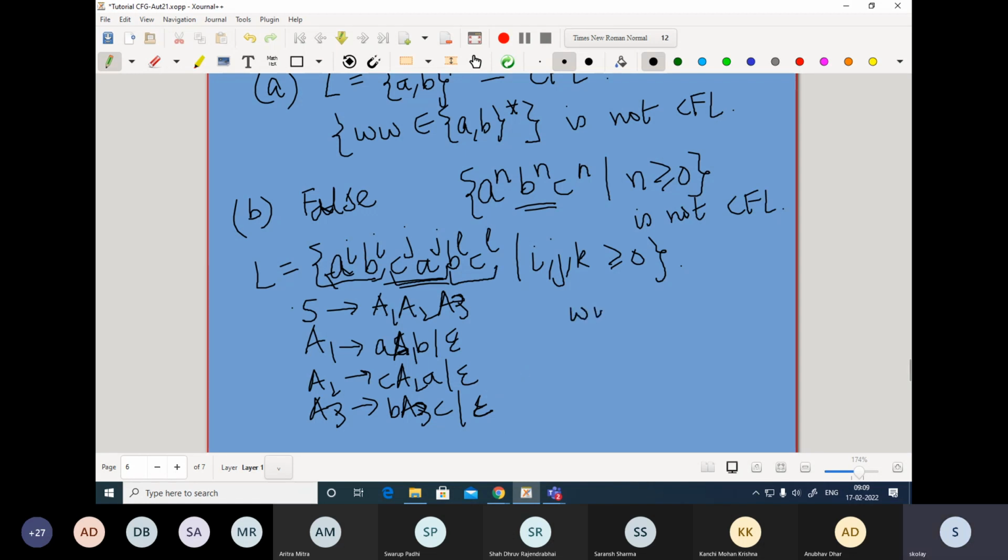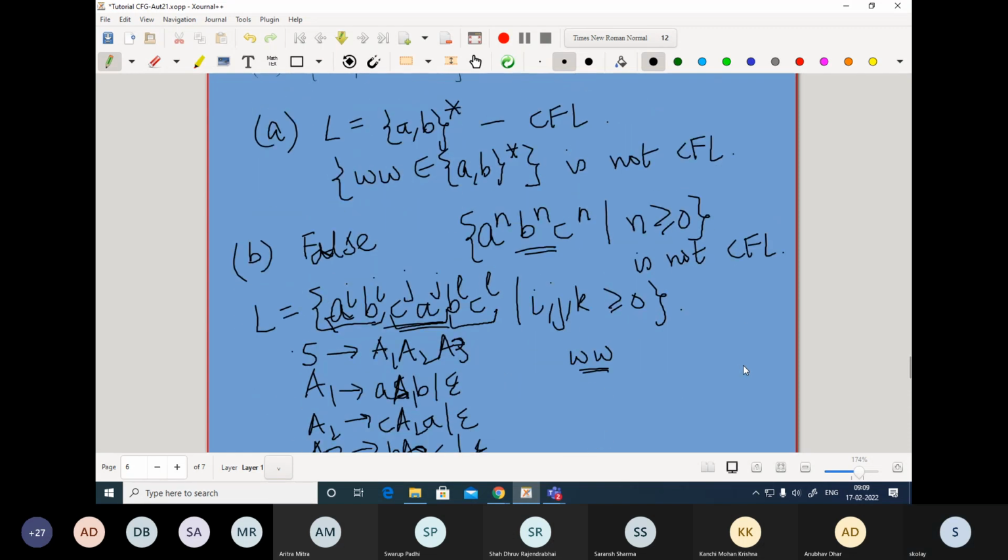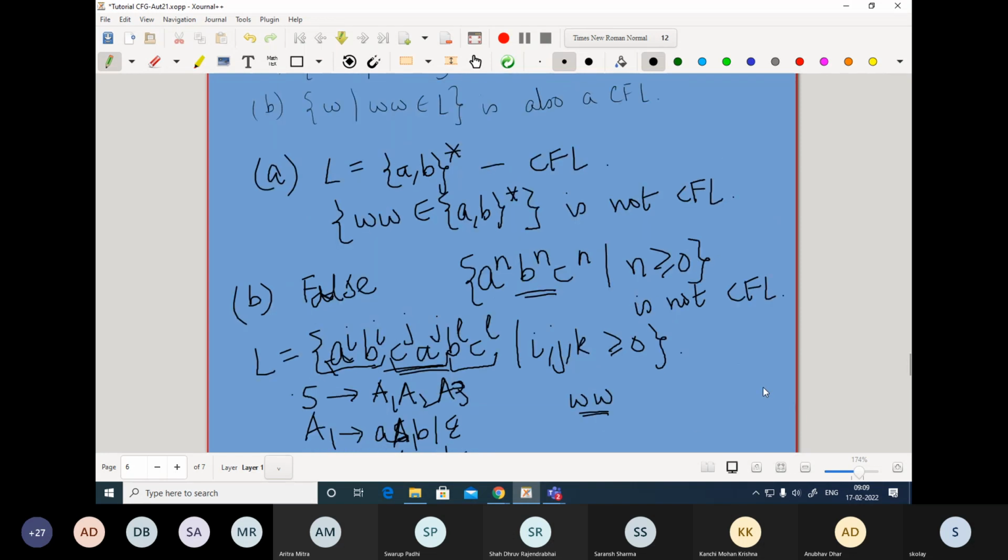But what is WW in this language? If there is a string of the form WW in this language, what can you say about I, J and L? All three must be equal. Right, WW will be of the form A to the I, B to the I, C to the I, A to the I, B to the I, C to the I, which means W will be of the form A to the I, B to the I, C to the I. And this we know is not context free.